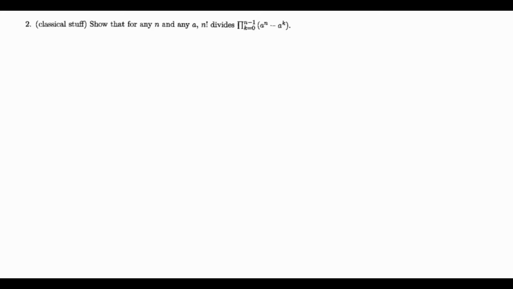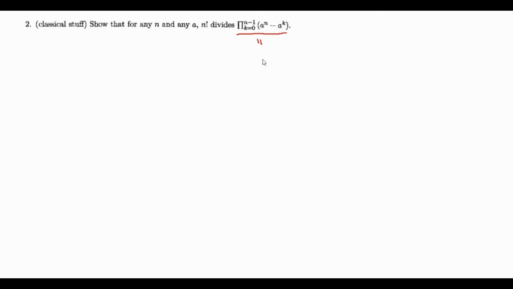So let's take a look. Show that for any n and any a, n factorial divides the product from k equals 0 to n minus 1 of a to the power of n minus a to the power of k. So let's see what we can do here. First of all, let's try to simplify this expression.